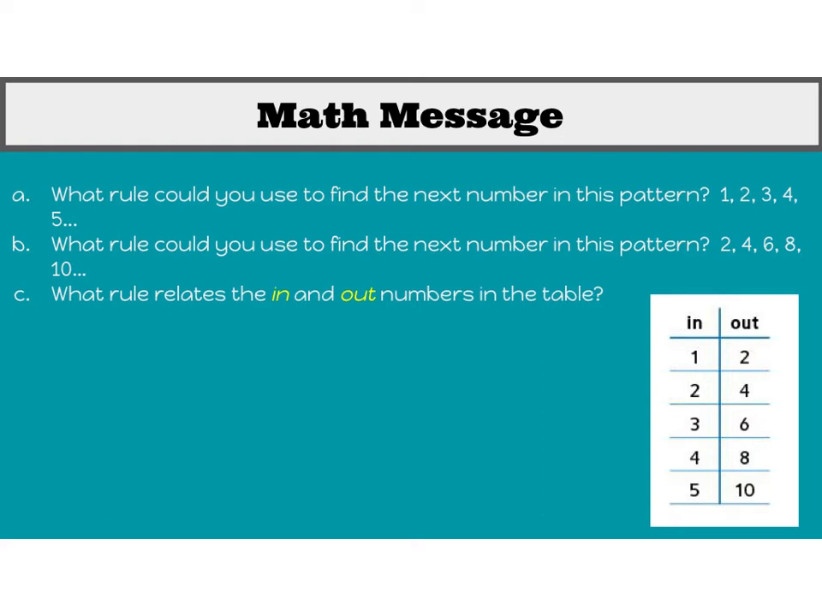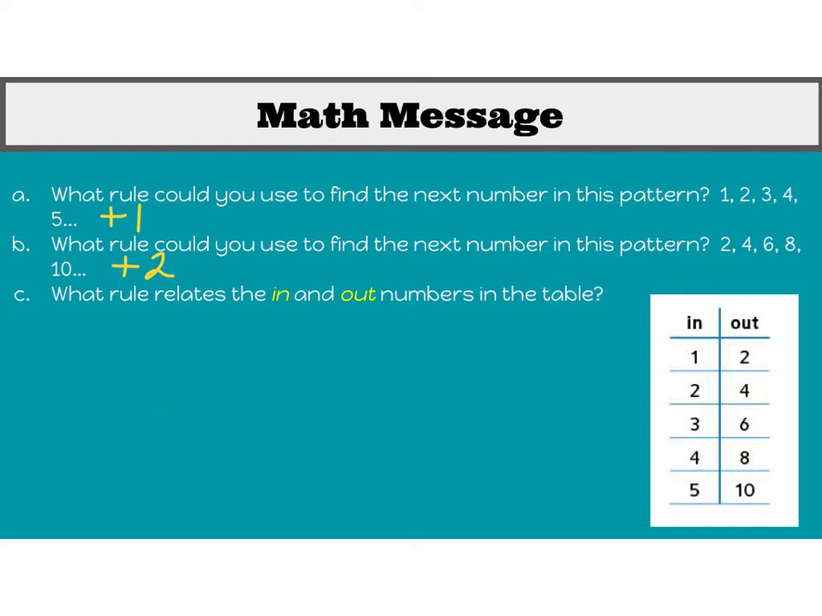All right, so if we go back to question A, which rule could you use for the 1, 2, 3, 4, 5? Most of you probably figured out or wrote down that we would add 1. And how do we know this? The numbers are going up by 1, so we can just add 1 to get the next number. Now, if we look at the second question, or question B, we could say that the rule was add 2. And how do we know this? Each number is 2 more than the previous number.